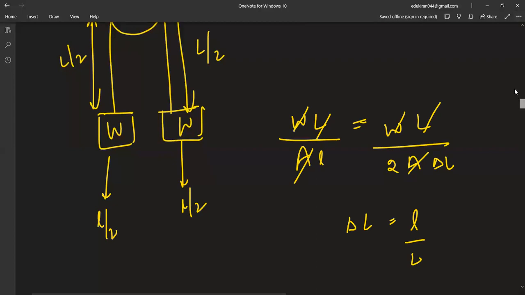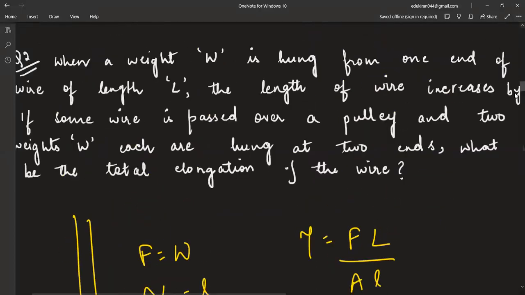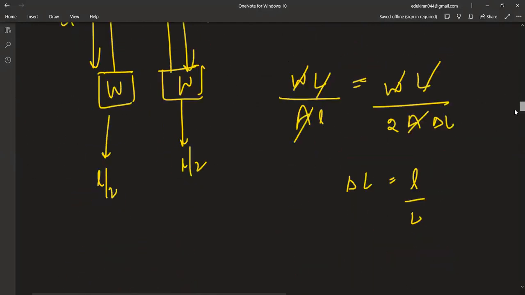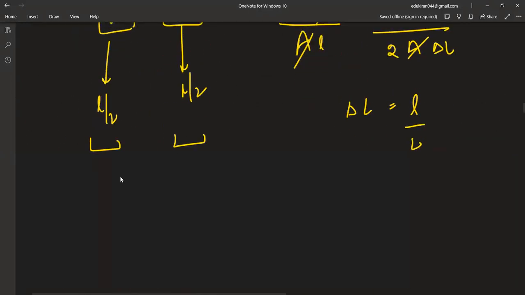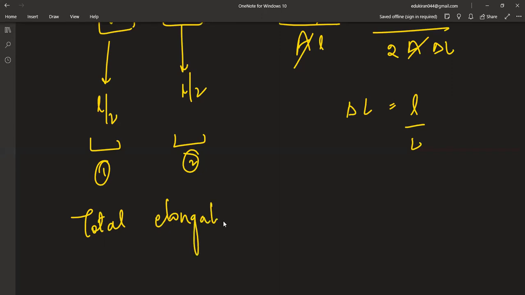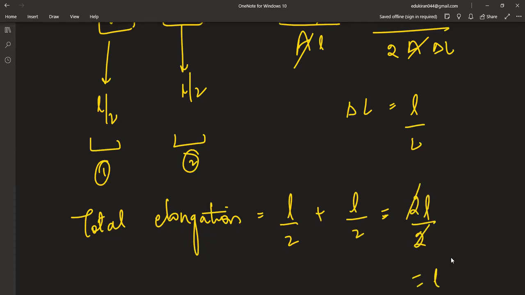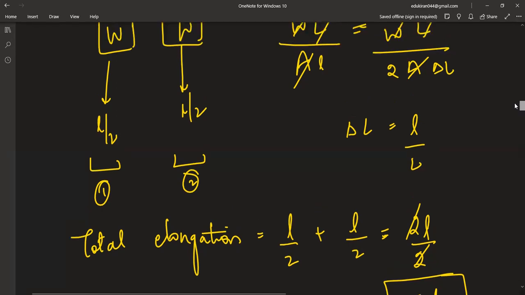But see, L by 2 is not the answer. This is saying total elongation of the wire. Total elongation of the wire means this also and this also. This is L by 2, this is L by 2. So the total elongation will be L by 2 plus L by 2, which is 2L by 2, is equal to L. All right. So the total elongation will again be L itself. Write it down.